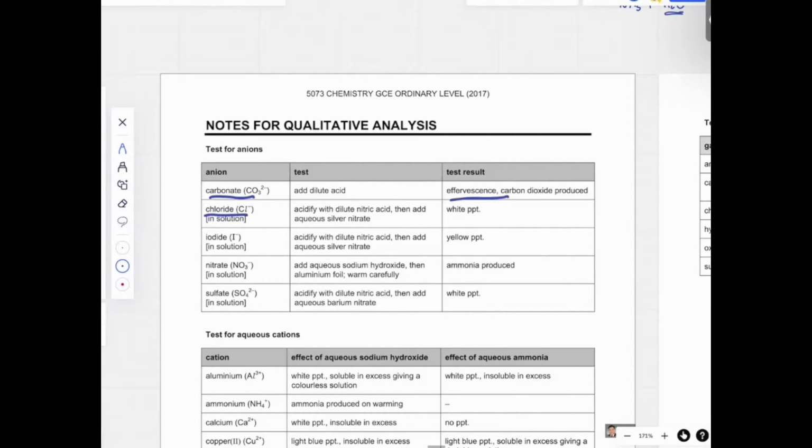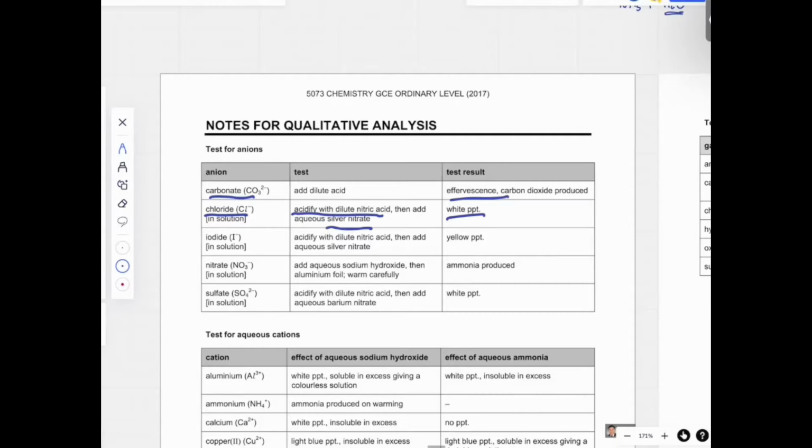Test for Cl minus. You must acidify with nitric acid. And what is nitric acid? HNO3. Then you add aqueous silver nitrate. Then you will see white precipitate.